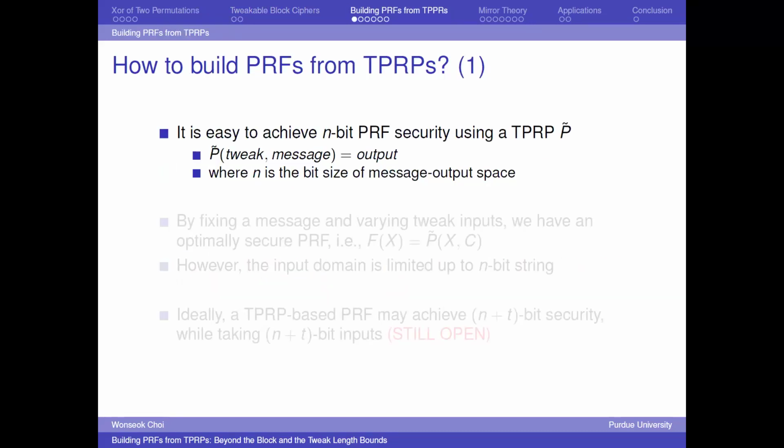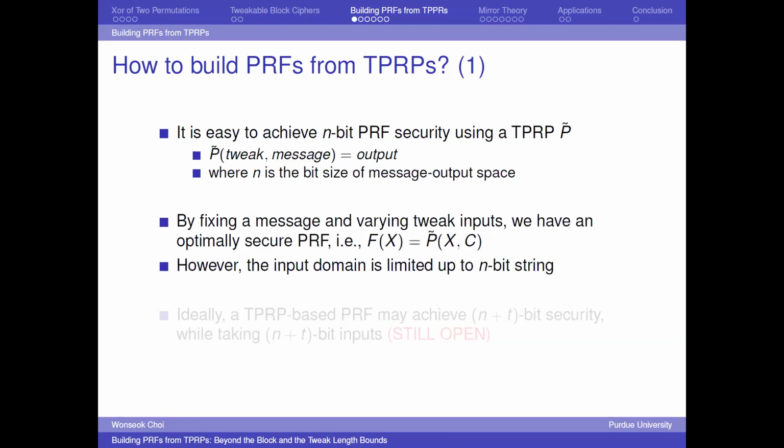So then the natural question follows: how to build up PRFs from TPRPs. Now we have a Tweakable block cipher, and then how to achieve a good PRF security construction. Actually, it is very easy to achieve n-bit PRF security using a TPRP. Actually, not n-bit, but optimally secure PRFs, just by fixing the message and only varying the tweak. Yeah, here is the answer.